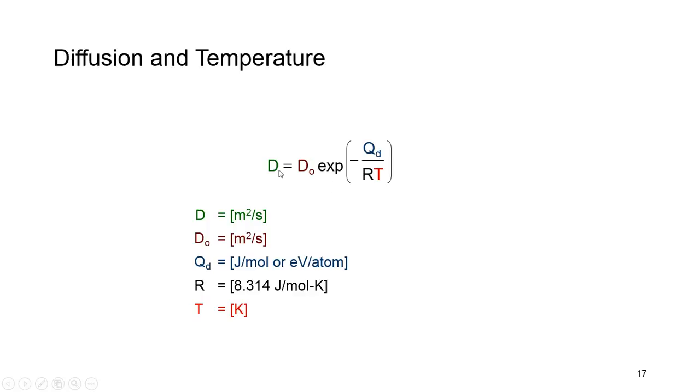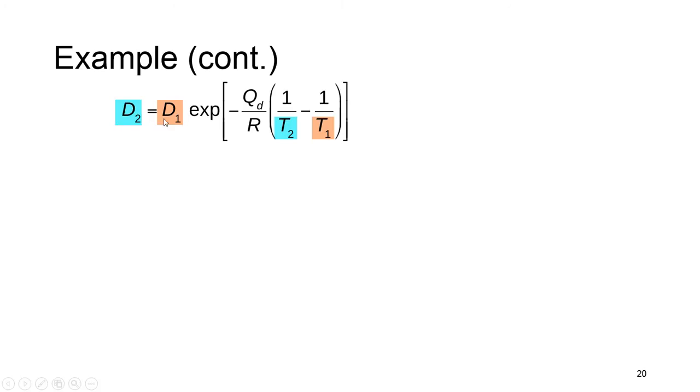and use it to know the value of D1, and then we have D2 at T2, and then we divide them together, then the value of D0 will be cancelled, and we end up with a relation like this, in which the value of D1 is known, the value of Qd, or activation energy, and the constant R, T2 and T1 are known, so we can easily find the value of D2 at 350 degrees Celsius. If you work out this problem, you will see that the value of D2 is about 15.7 times 10 to the minus 11 meters squared per second.